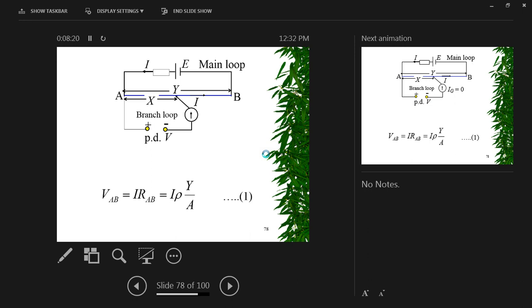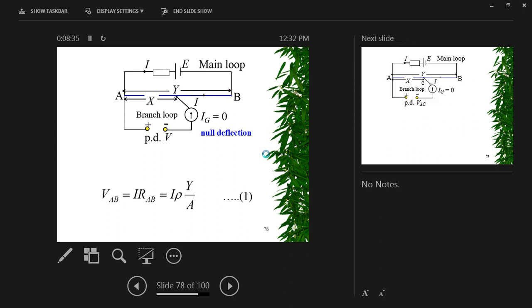Now, we don't need to know too much about the galvanometer, other than the fact that we want this galvanometer in the circuit to get zero current. I'll explain a little bit more. When we have zero current inside this galvanometer, there's a name for it. I call it null deflection. It's just a very nice way of saying there's no deflection.